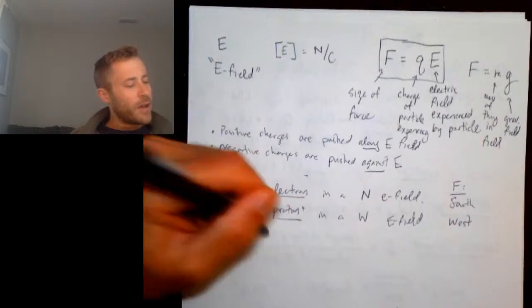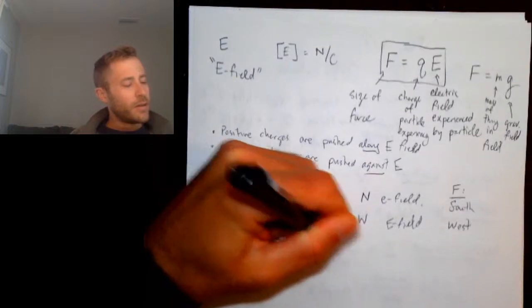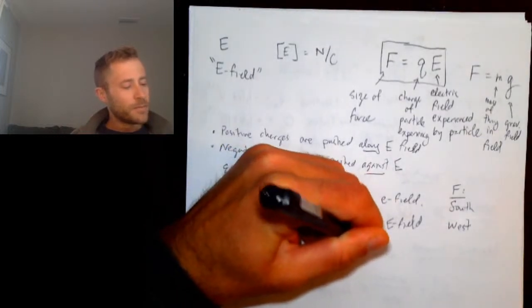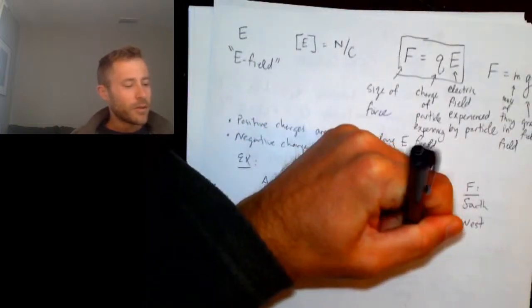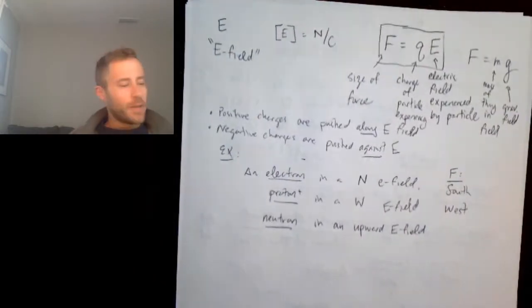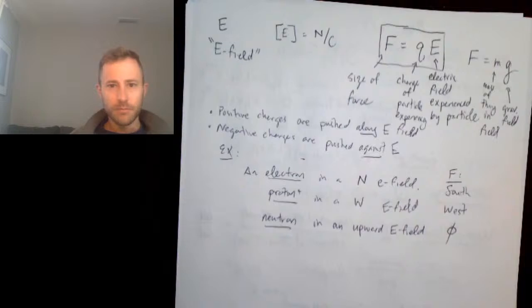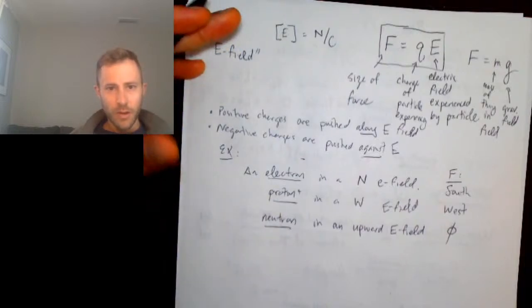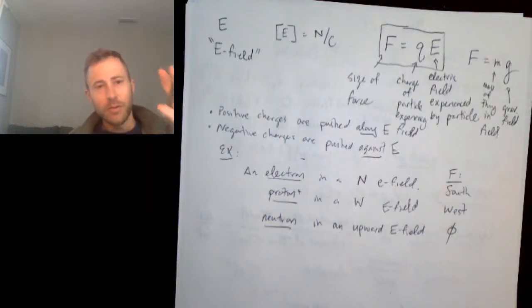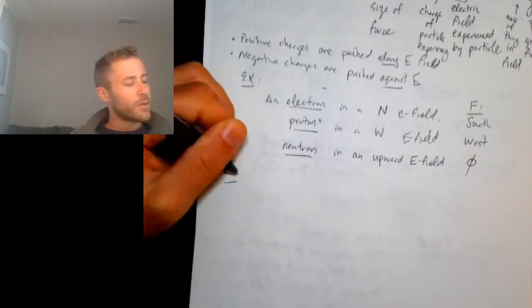What if we have a neutron in an upward electric field? So that's straight up into the air. Well, a neutron has an electric charge of 0, so it's going to experience no force. So that's how that works. Positive charges are pushed along the electric field. Negative charges are pushed against the electric field.